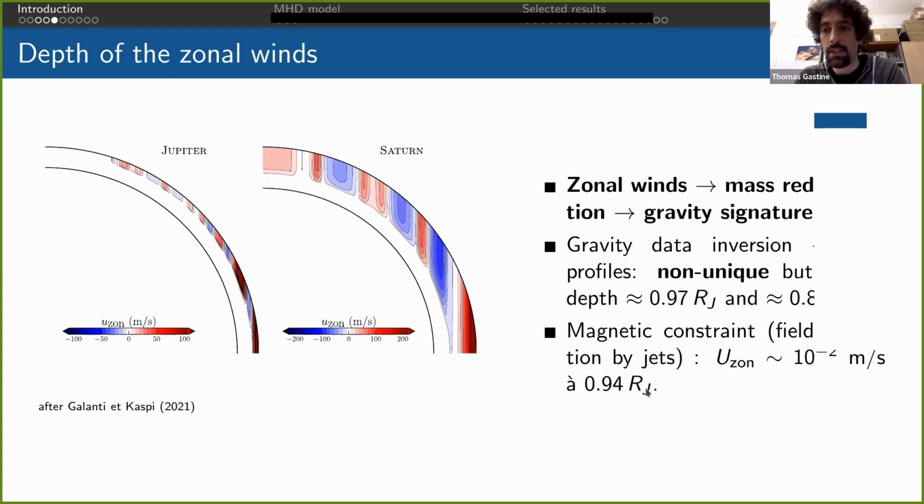And so this is much weaker than the meter per second I was talking about when I showed you the profile of the zonal winds, which means that the jets are already weakened by a factor of 100 when moving from the surface to 5% below the surface.